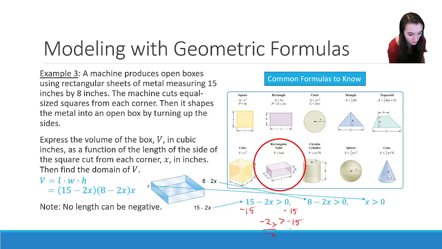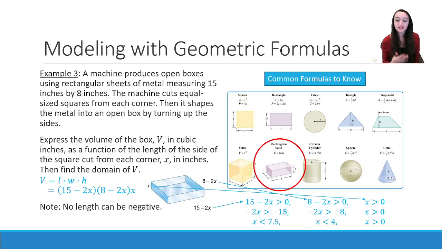And here's something we've seen before. You have to remember that when you divide or multiply by a negative number, only if it's negative and only if it's division or multiplication, the direction of our inequality is going to switch. So we get x is less than 7 and a half, or 7.5. And we will do the same thing for the next one, so that we get negative 2x is greater than negative 8.